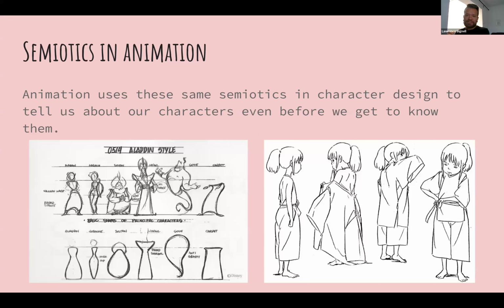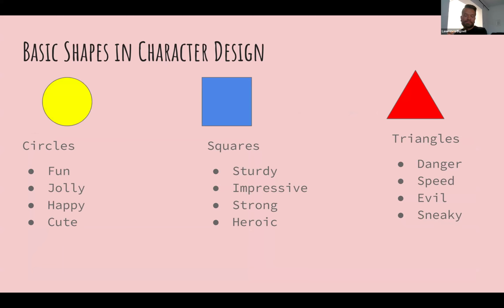And let's get to a couple of examples here. So I've used some shape language here for Aladdin, and some basic drawings, or sketches from Spirited Away, part of the concept art. Wonderful film that is. Let's look at the shapes first. So we're going to look at circles, squares, and triangles. The actual shapes themselves are something called the signifier. They tell us something about the character, and the signified, or what that thing means.